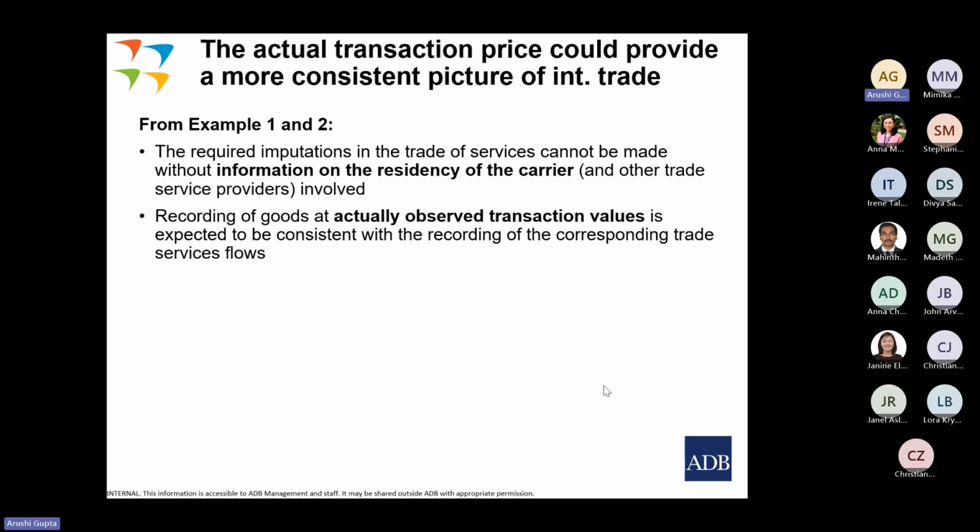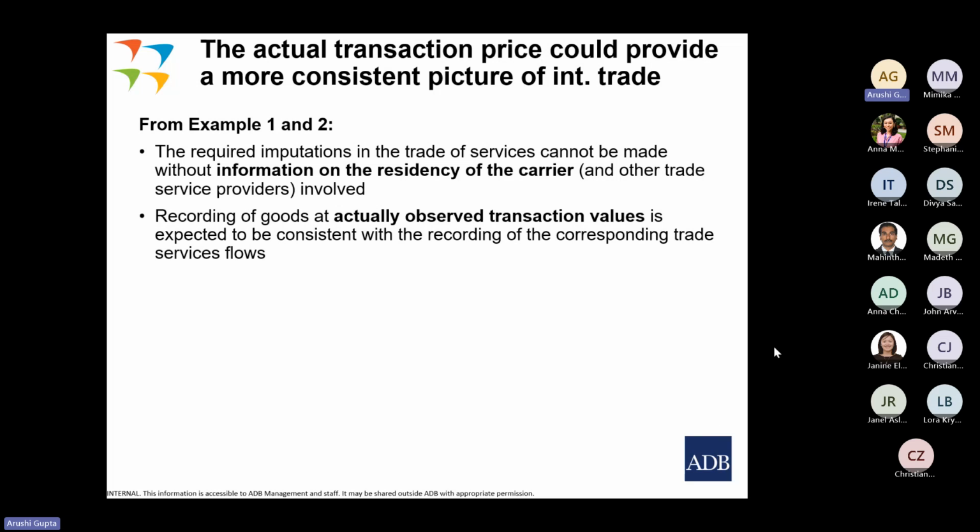The required imputations in the trade of services require information, especially on the residency of the carrier and other service providers that are involved. And this information may not be readily available from just customs data. The examples also show that recording of goods at actually observed transaction value is expected to be more consistent with the recording of corresponding trade service flows that are actually taking place. Without information on the residency of the carrier, the proper imputations cannot be made, and a CIF or FOB recording will diverge from the transaction value and might lead to mistakes in the trade balance.